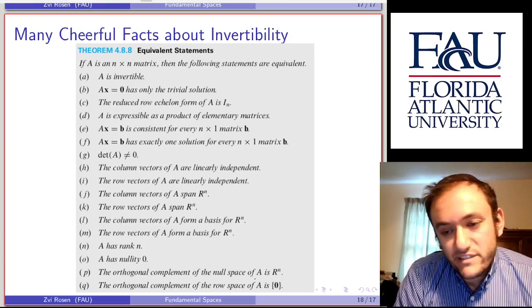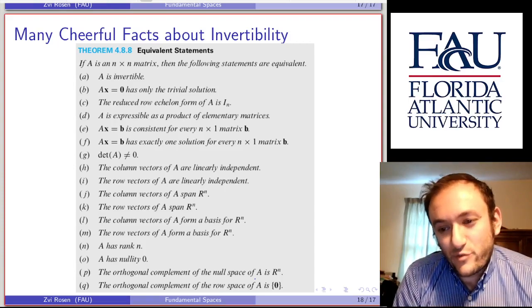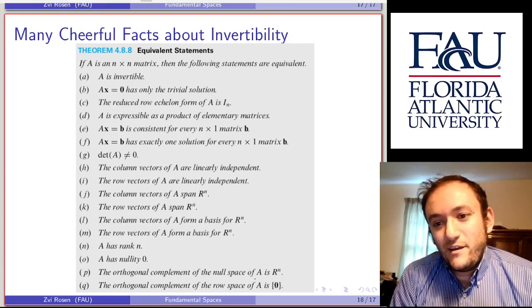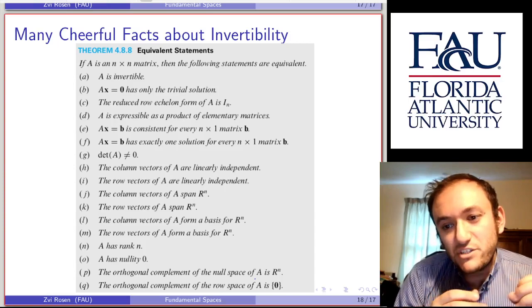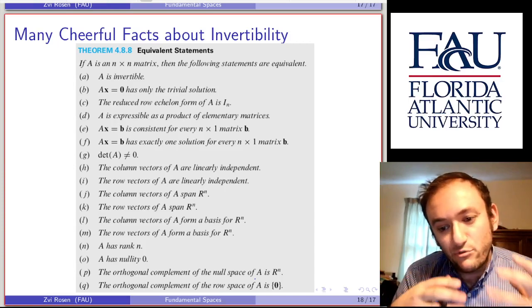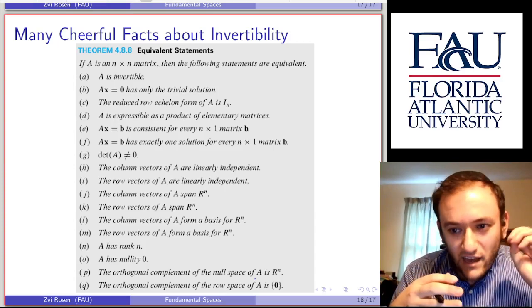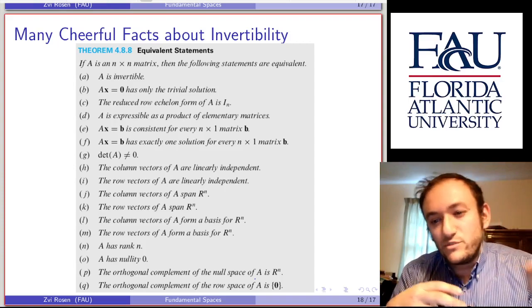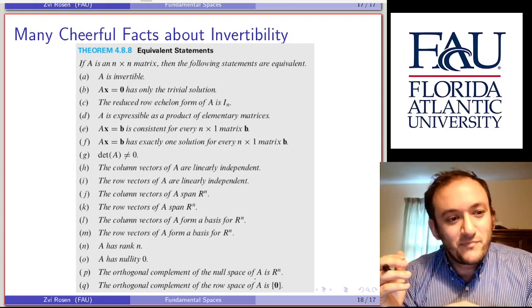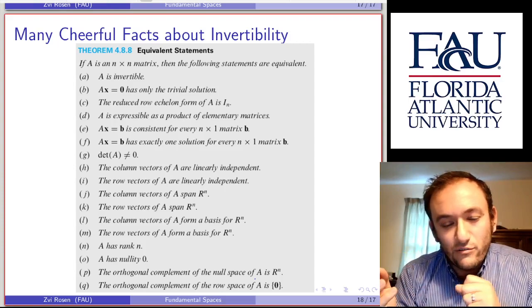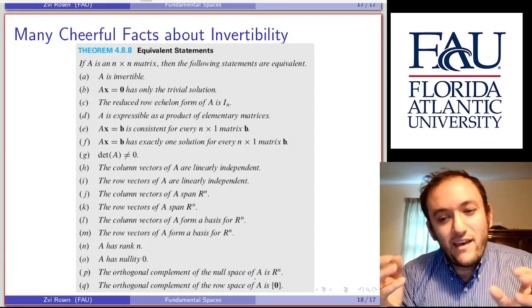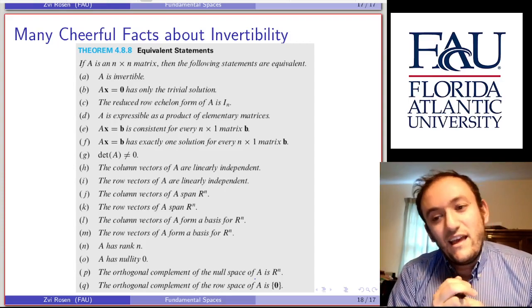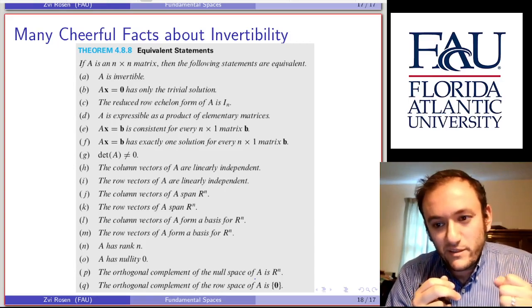But really, what this list does for us is reinforce how much linear algebra is a unified topic. Column rank is equal to row rank, and the null space and the rank are related in this fundamental way. Everything is kind of interconnected, and the key is invertibility.